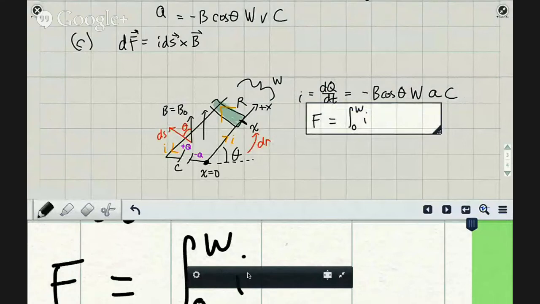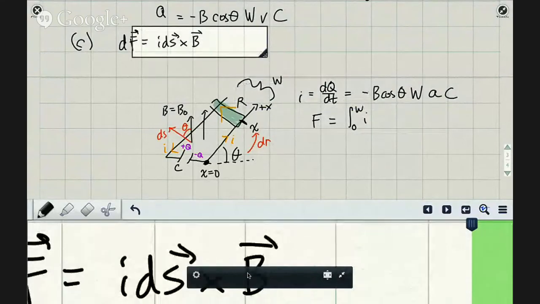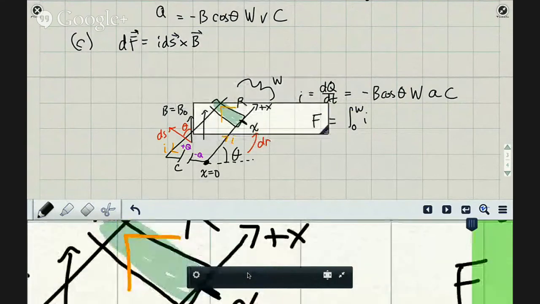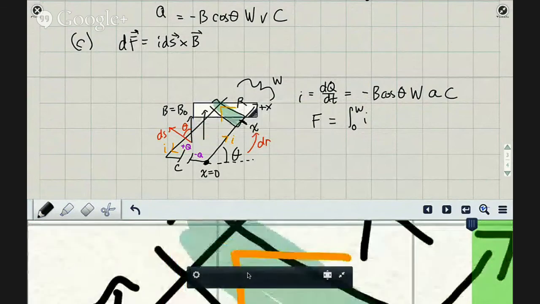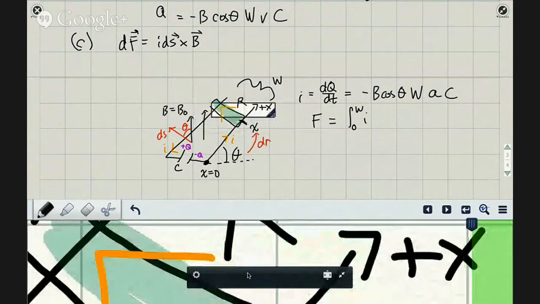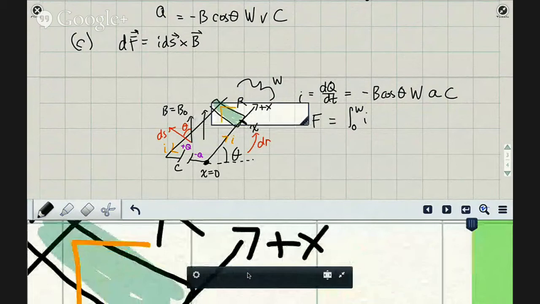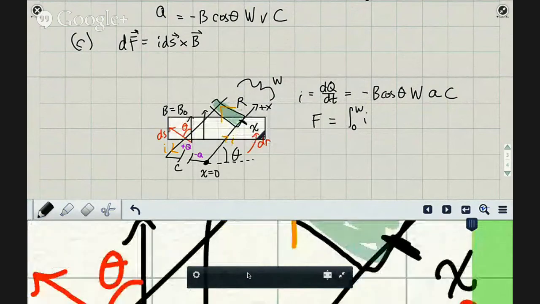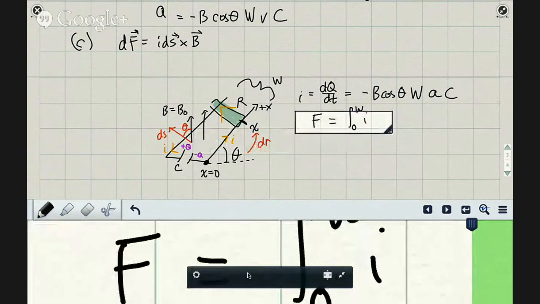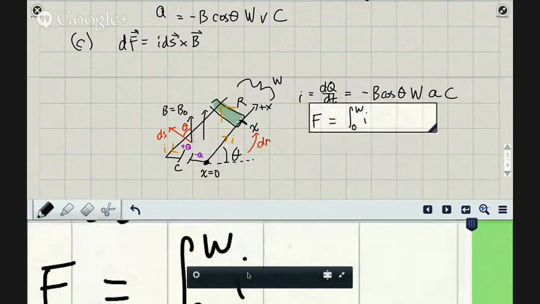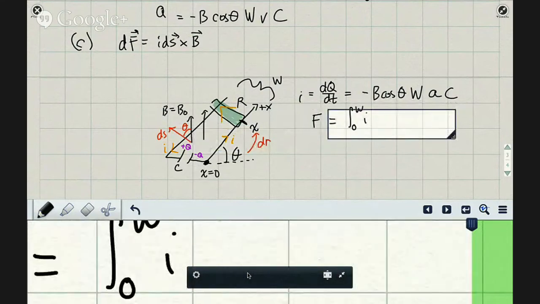So ds points, this is little s, not the same as d big S, which shows up in Faraday. That's just a little piece of length pointing in the direction of the current on a wire. And here's this green part, our wire. So ds is a little vector pointing in our positive y direction. B is pointing in the z direction. We'll call that z, going up. And so y cross z is x. So we're going to get a force in the x direction.